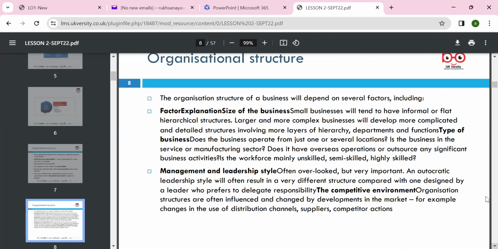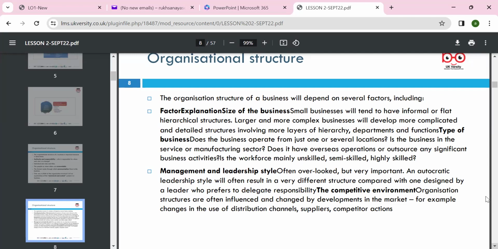Type of business, it depends on the nature of the business, the location of the business, and what sort of skills we need, semi-skilled or skilled workers. It depends, because if you're a manufacturer or an innovative organization, or you need non-skilled people, you just need, for customer service, at least a level 2 qualification.